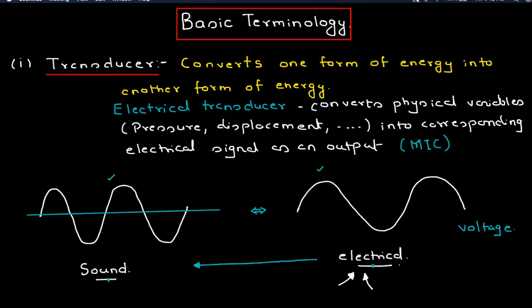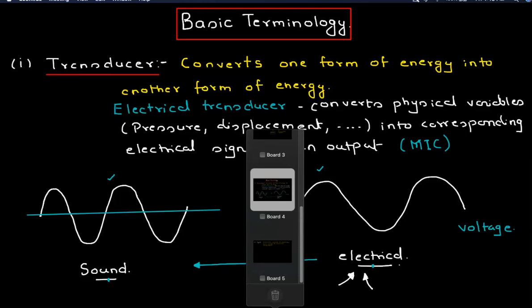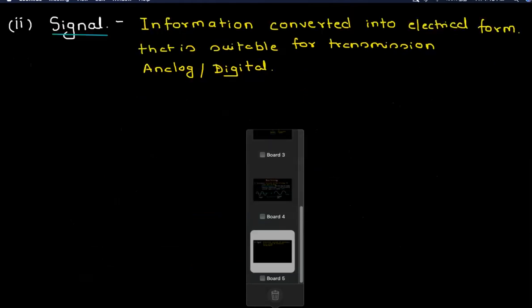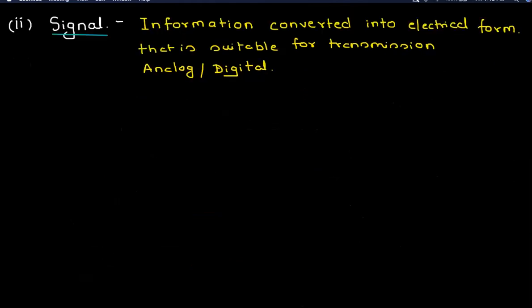But if you're talking about a very short transmission, for example, your mic is directly connected to your mobile phone and you're recording your voice, then processing is not required. Okay, so whatever it is, you understand, right? What is the signal?